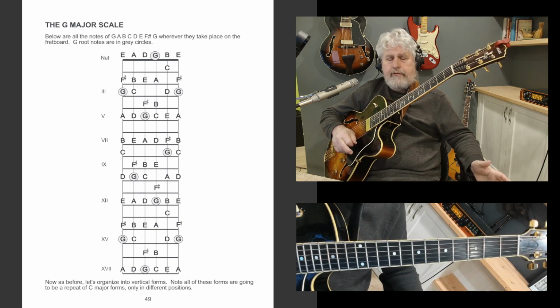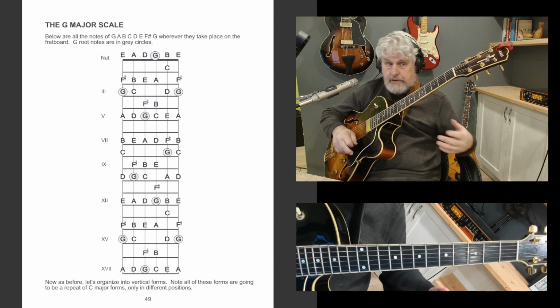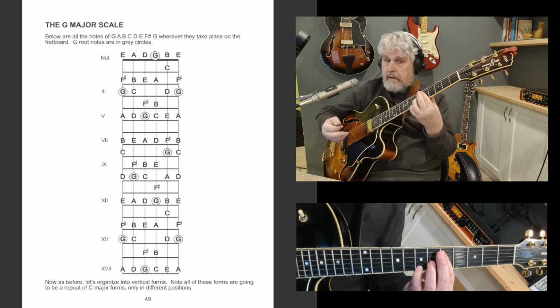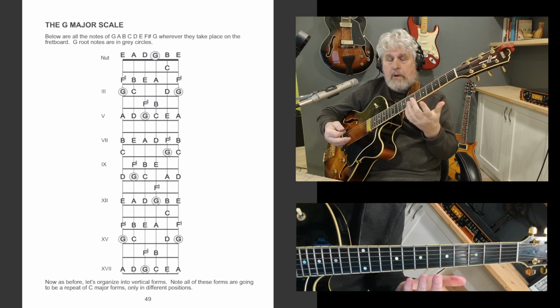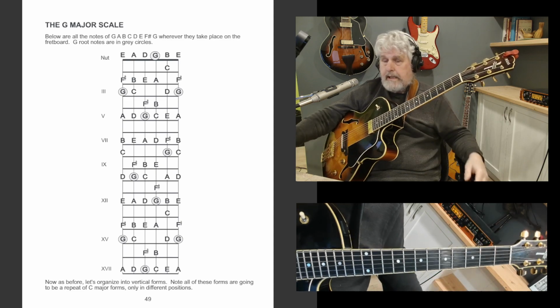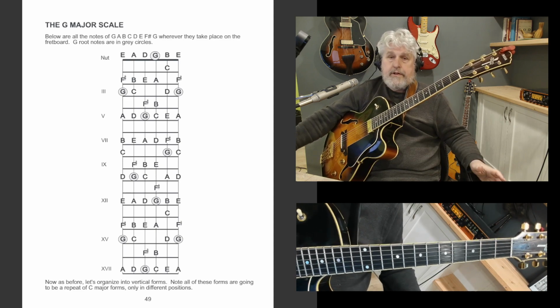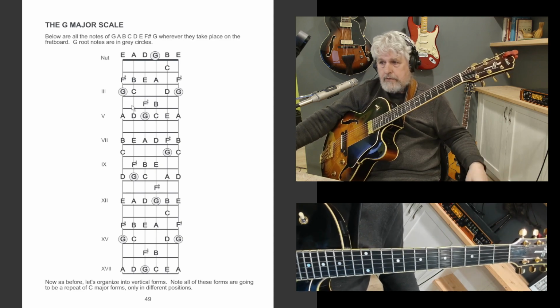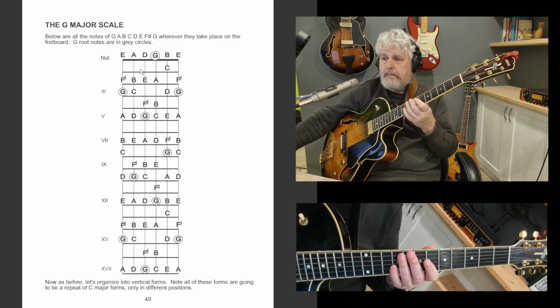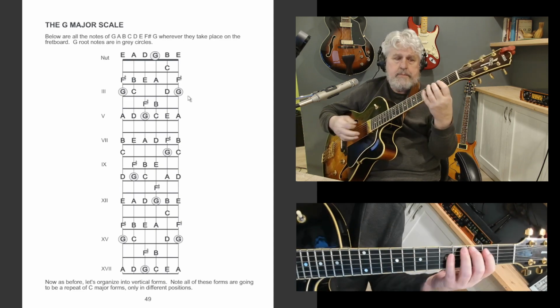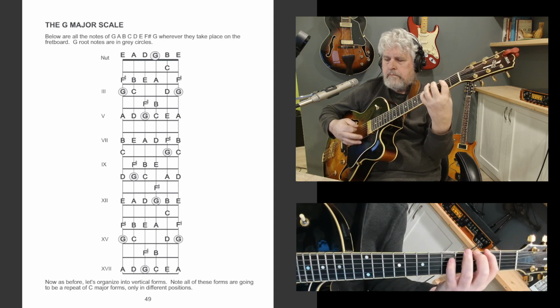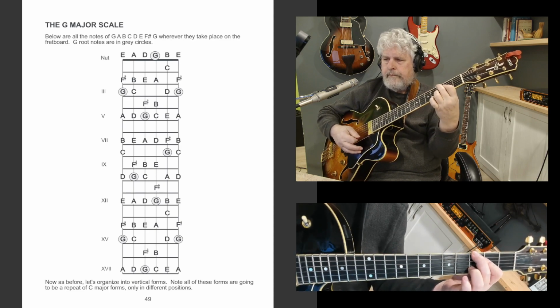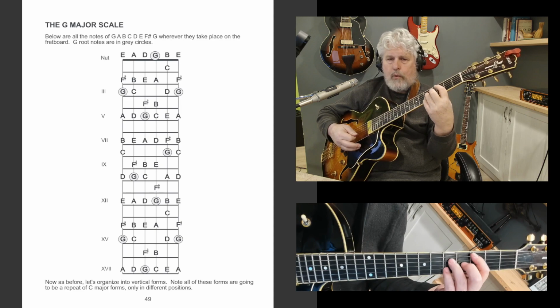So you have to therefore assume, like in the case of my C major, that you're in the key of G. And if you are in the key of G, then you're going to play that 4 chord with the G major scale. Now, I'll show you what I'm talking about. Here's a G major scale in the 2nd position. Okay, G.